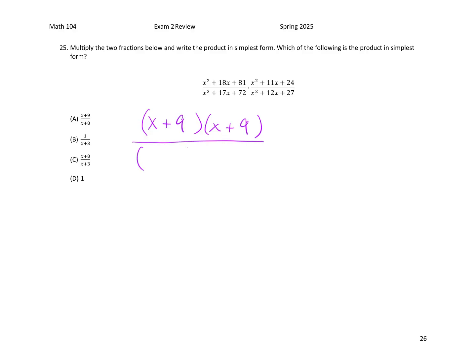Okay, and then the denominator, I'm going to make a double bubble. I need an x and an x. And then I need numbers that multiply to 72 but add to 17. I'm going to go with 9 and 8.